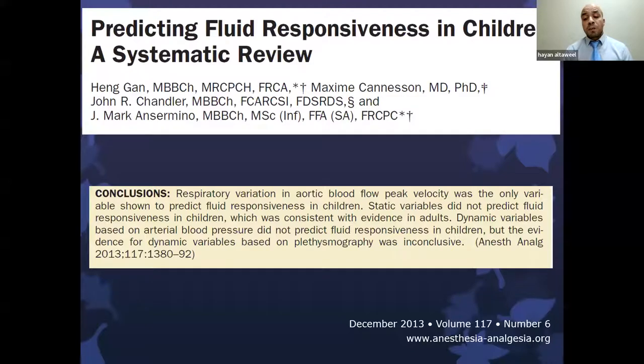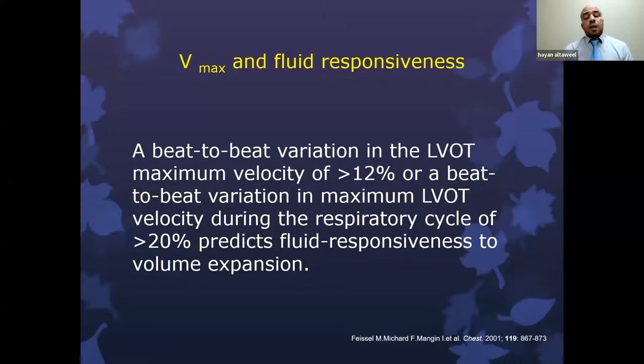The same applies to the maximum velocity, without tracing the whole wave, just direct measurement of that wave. This systematic review and meta-analysis of many studies showed that respiratory variation in aortic blood flow peak velocity was the only variable shown to predict fluid responsiveness in children. In a different study, beat-to-beat variation in the LVOT maximum velocity of more than 12%, or variation in the maximum LVOT velocity during the respiratory cycle of more than 20%, predicts fluid responsiveness to volume expansion.